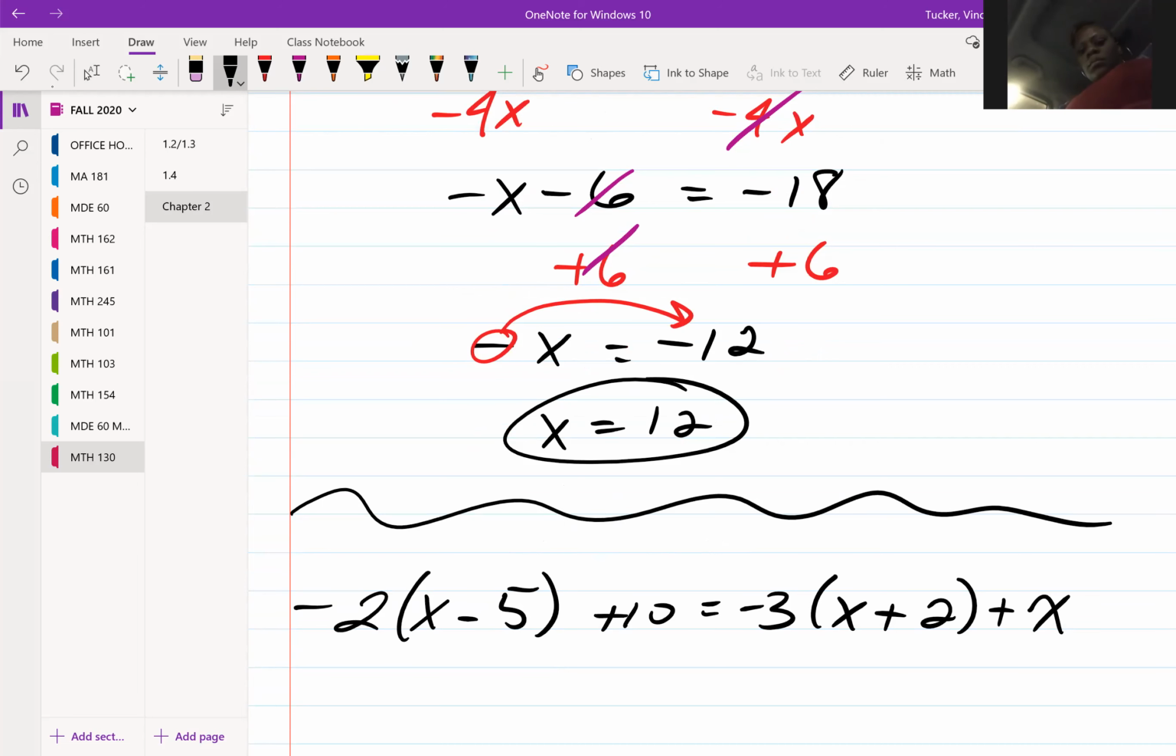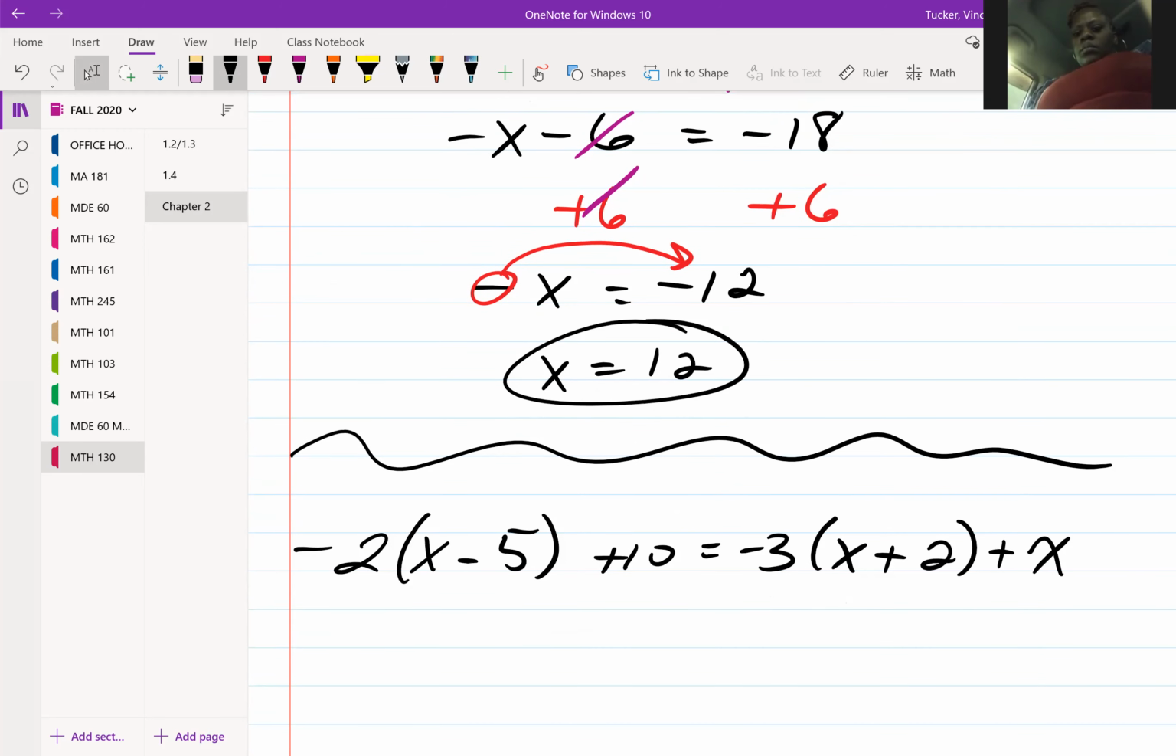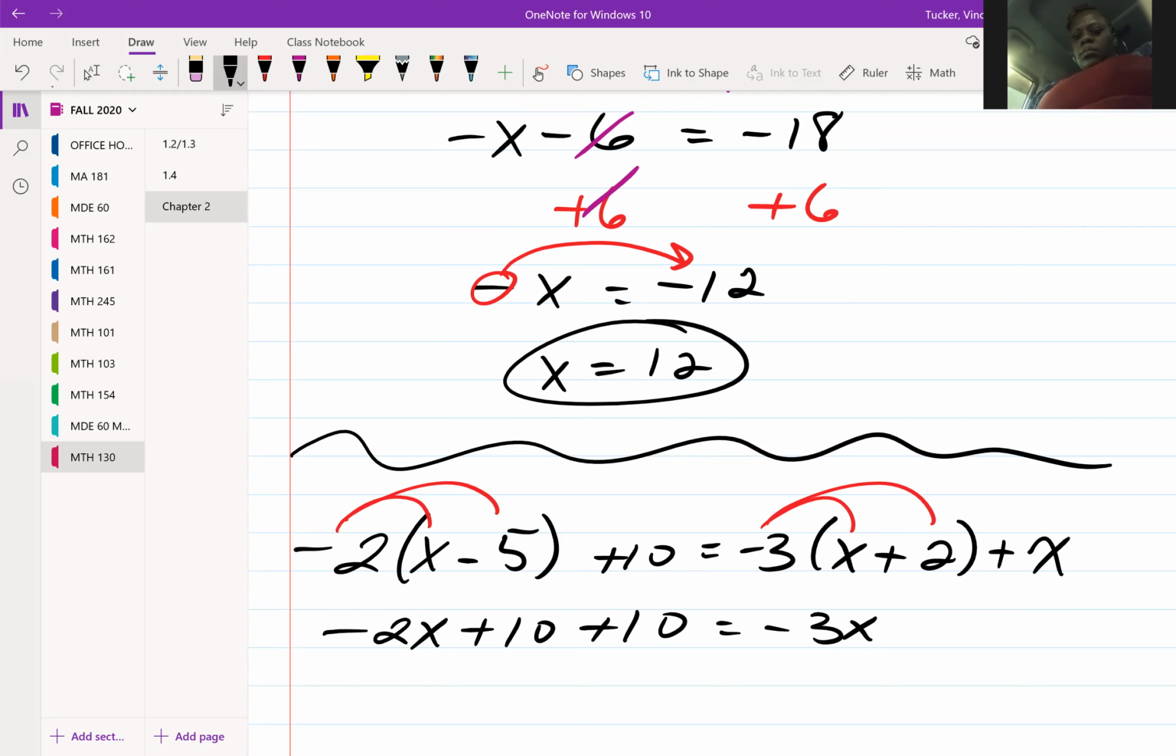All right, so here we have negative 2 times x minus 5 plus 10 is equal to negative 3 times x plus 2 plus x. And once again, we're solving. So distribute your -2, distribute -3. So it's -2x plus 10 plus 10 equal to -3x minus 6 plus x.